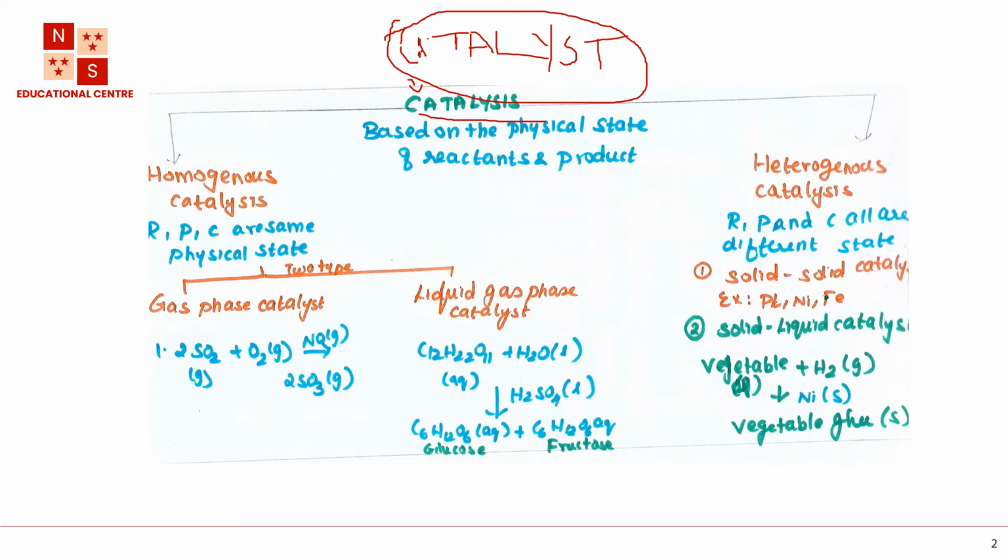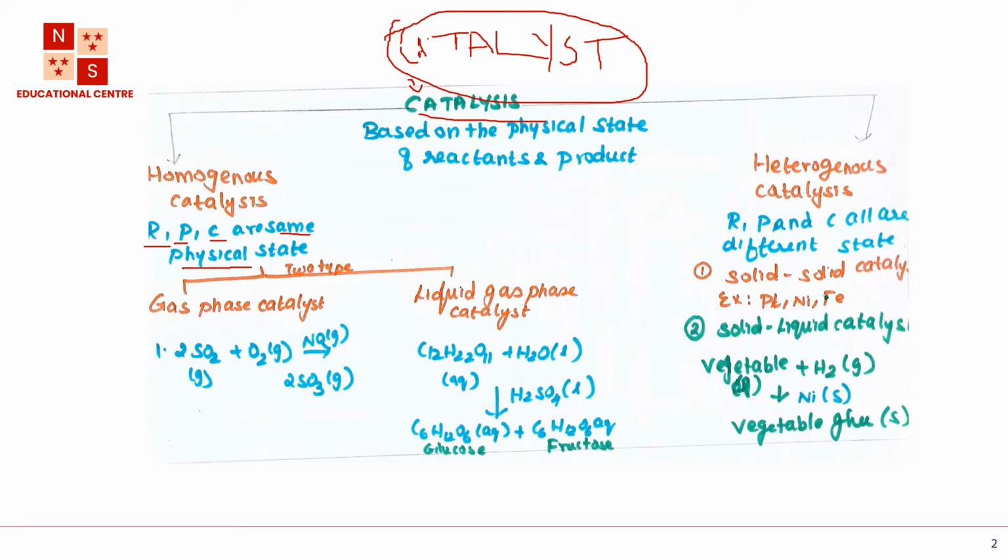See, there are two types of catalysis. The first type, what we are going to study, is based upon the physical state of reactant and product. We know that for the reaction to occur, we should have reactant, product, and catalyst. So there are two types of catalysis: one is homogeneous catalysis and another one is heterogeneous catalysis. Homogeneous catalysis is one in which the reactant, product, and catalyst are all in the same physical state.